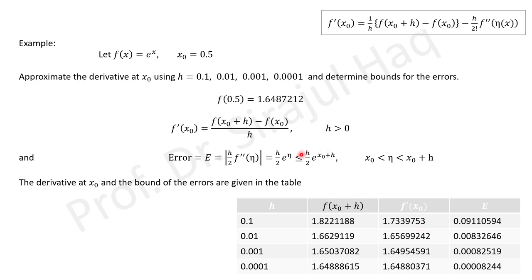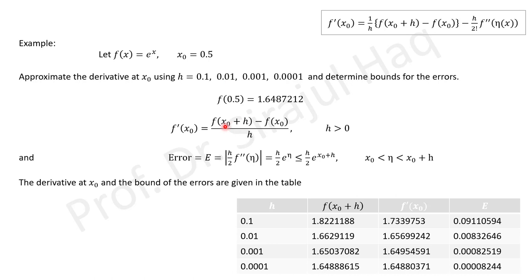Similarly, let's come to the upper bound. Replace h by 0.1, x naught is 0.5 and h is 0.1. When you substitute the values, you get this value, and this is the upper bound of the error in this case. Now let's see when h is equal to 0.01.